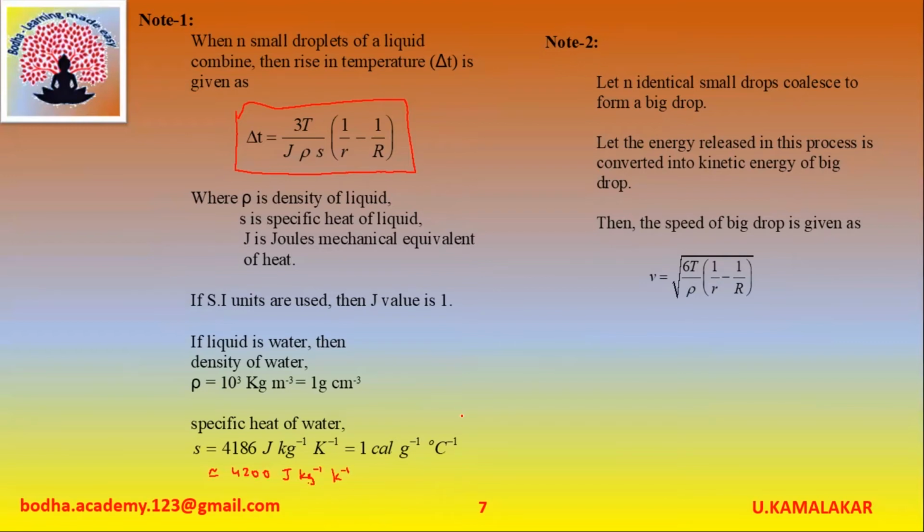Note 2. Let n identical small drops collide to form a big drop. Let the energy released in this process be converted into kinetic energy of the big drop. Then the speed of the big drop is given as V equals square root of (6T by rho) times (1 by small r minus 1 by capital R), where small r is the radius of the small droplets and capital R is the radius of the big drop.